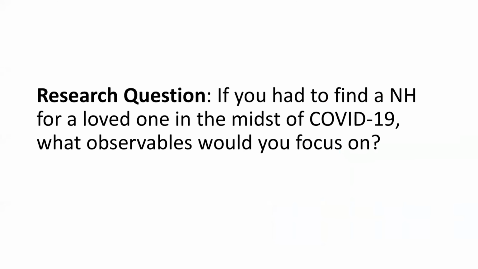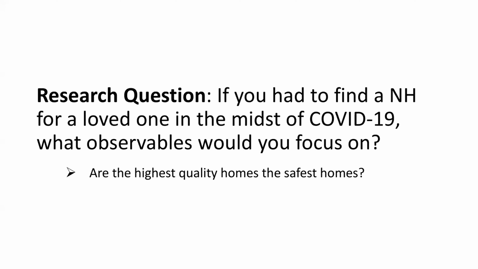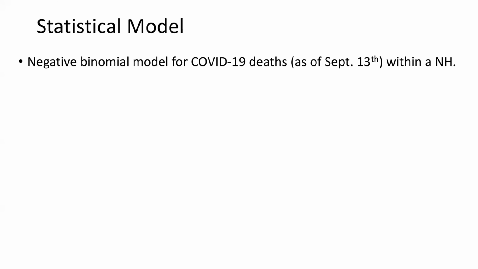Okay, so the research question we have in mind: imagine you have a loved one and, in the midst of the COVID-19 pandemic, you've got to find a nursing home for them to go to. What observables would you focus on? The first thing that comes to mind is that it should still just be high quality nursing homes. They've been thrown a curveball, and high quality nursing homes should be the ones able to figure this puzzle out. So the research question becomes: are the highest quality nursing homes the safest homes during the pandemic? We're going to use a fairly straightforward statistical model to answer that question.